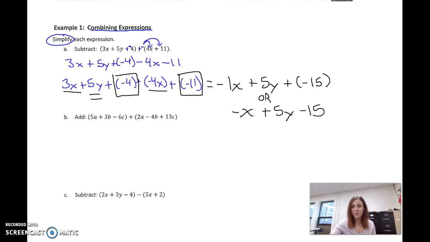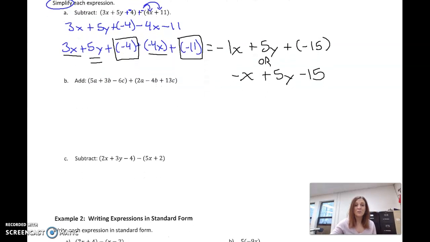Okay, moving on to our next one. This one says add here, and the problems are always going to say subtract or add. In this case, we're adding everything in here. Again, I think you should change things to addition. So if I have 5a plus 3b, instead of saying minus 6c, I'm going to say plus, not plus 6c. You can't just go from minus to a plus. But subtracting is the same thing as adding the opposite, so that becomes negative 6c.